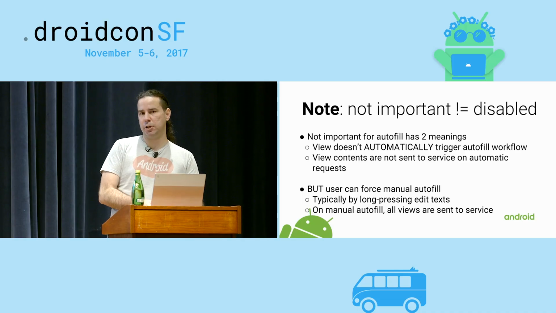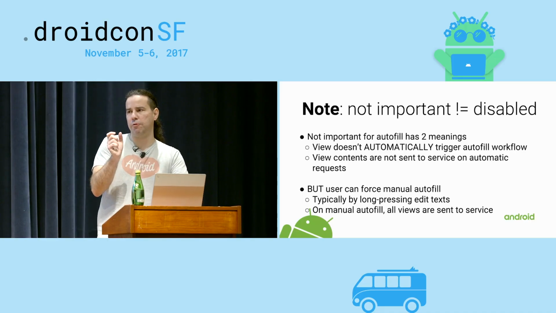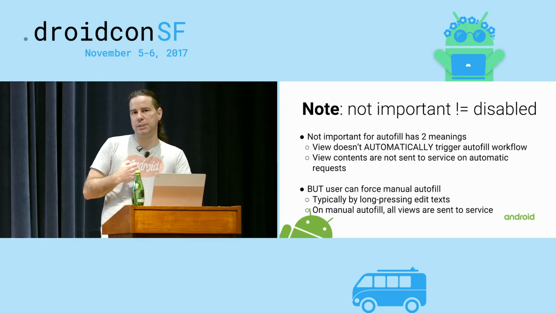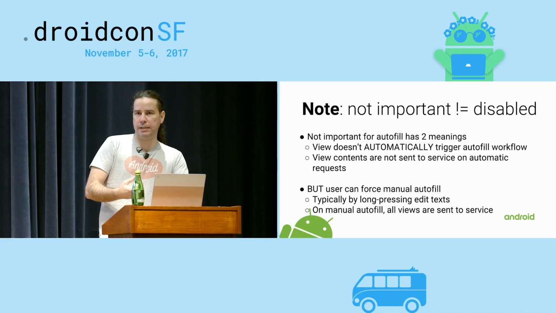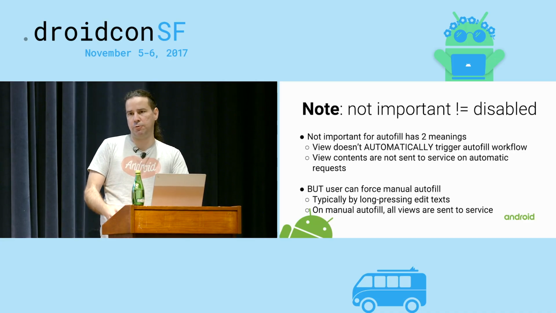Even if you mark a view as not important for autofill, the user can still force an autofill request. Typically, they can long press the text field and select autofill from the menu. In that case, not only do we trigger autofill, but we send the whole hierarchy, even those marked not important for autofill.